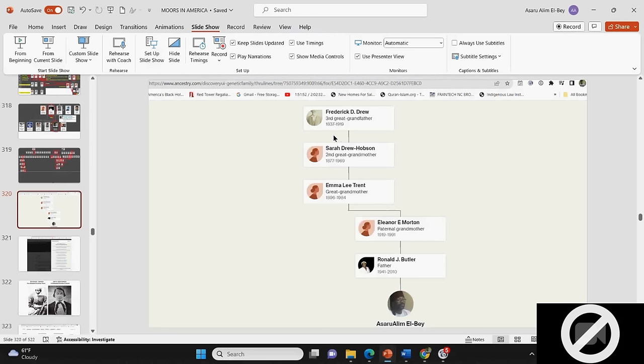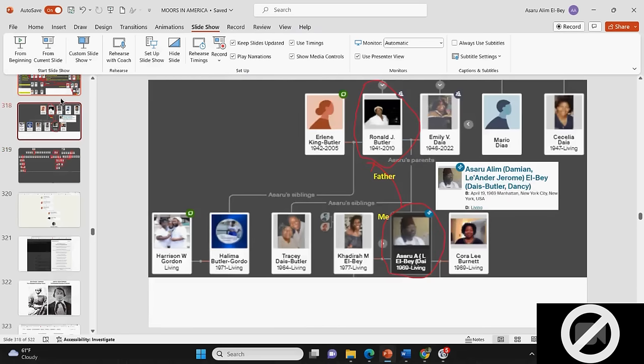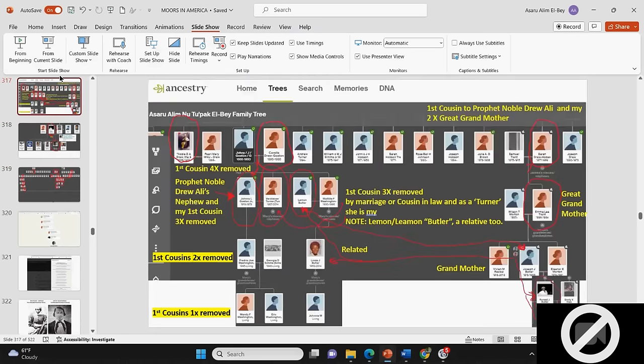All right, Sarah Drew. And then my third great-grandfather is Frederick D. Drew, who is the brother to John W. Drew, who married Corella. No, excuse me, I'm sorry. Let's get it correct, because you got a lot of them with the same names, y'all.